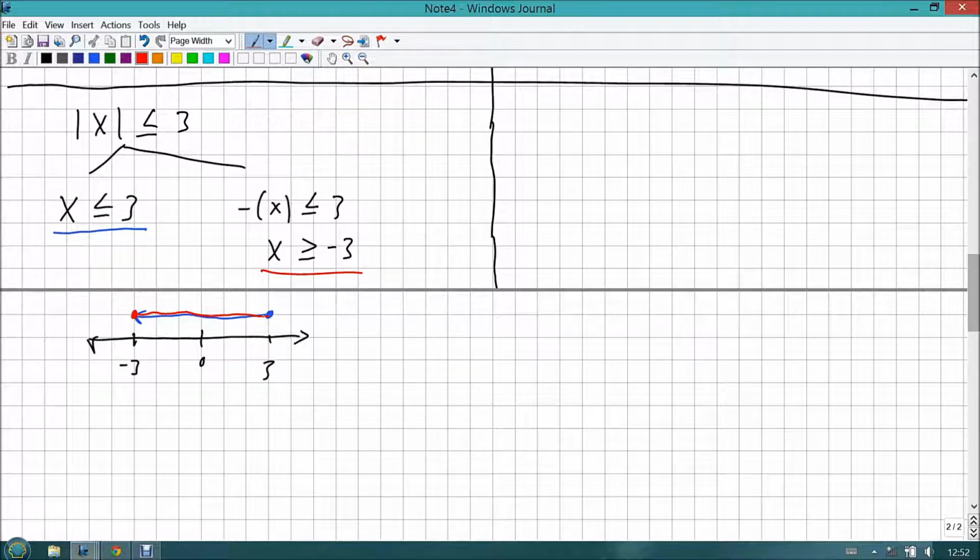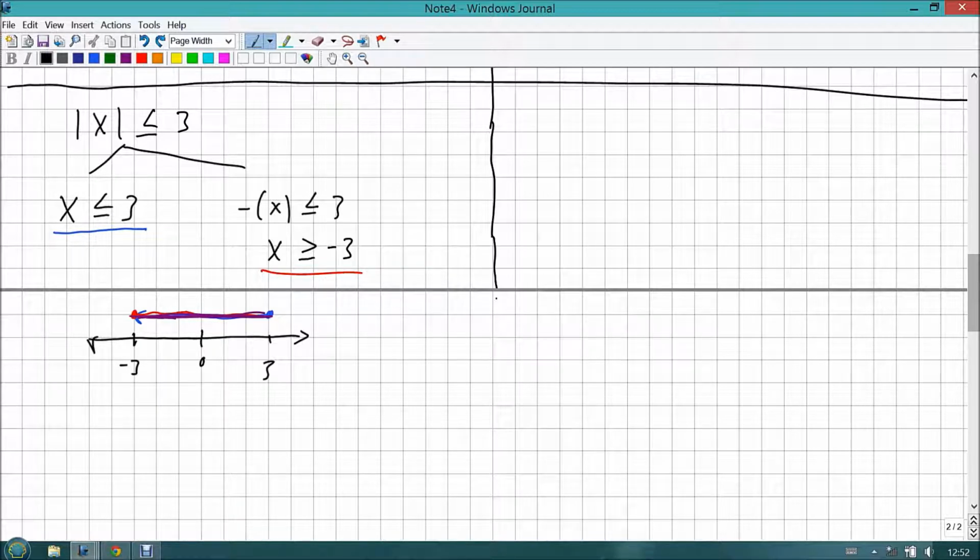So what I end up with is a region of overlap right in the middle that says that they have to be between these 2 points. No other numbers work.